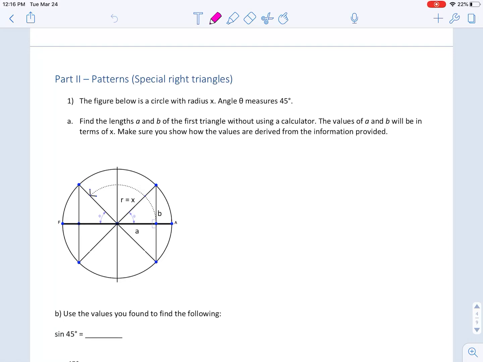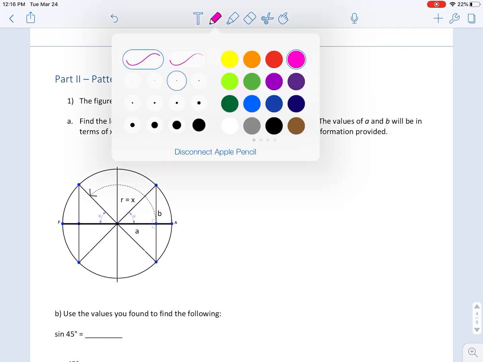Okay, part 2, video 3, number 1. The figure below is a circle with the radius of x. Angle theta, this is theta in the Greek alphabet, is just going to denote a missing angle, and it measures 45 degrees. Well, it's not missing in this case, but it's the angle that we're going to be looking at.